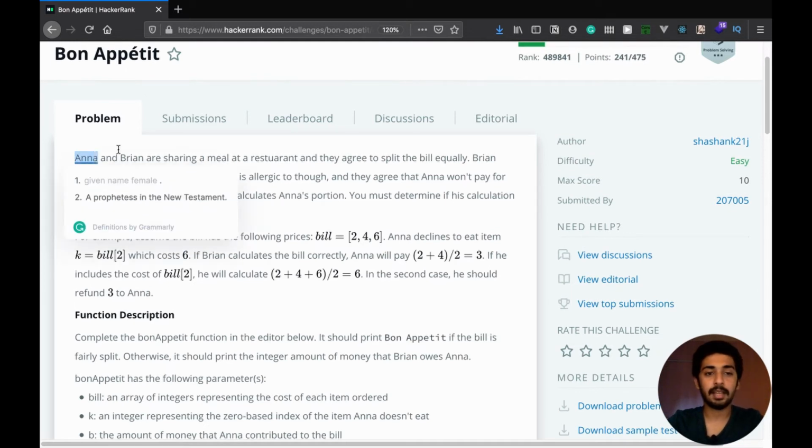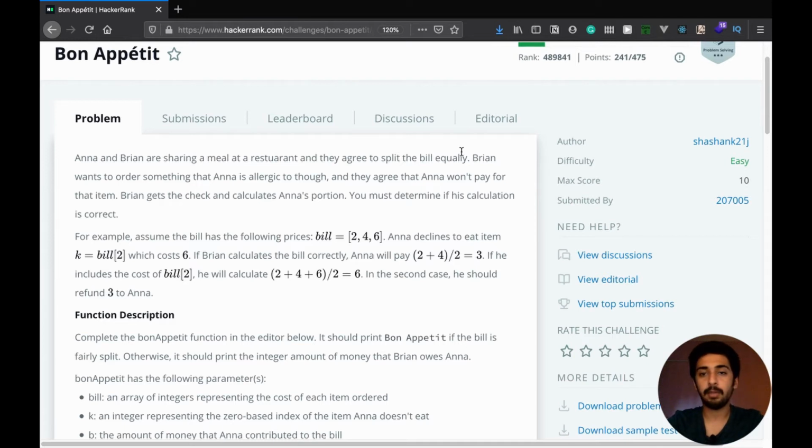It says Anna and Brian are sharing a meal at a restaurant and they agree to split the bill equally. Brian wants to order something that Anna is allergic to though, and they agree that Anna won't pay for that item. Brian gets the check and calculates Anna's portion. You must determine if his calculation is correct.